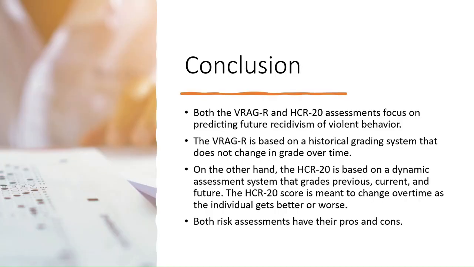To conclude everything, both the VRAG-R and HCR-20 assessments focus on predicting future recidivism of violent behavior. The VRAG-R is based on a historical grading system that doesn't change over time, while the HCR-20 is based on dynamic assessment systems that grade previous, current, and future factors. The HCR-20 score is meant to change over time as the individual gets better or worse. Now, both risk assessments do have their pros and cons, as previously mentioned.